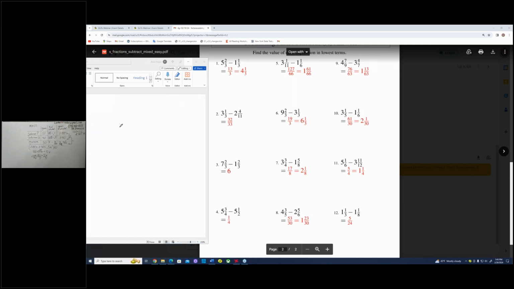Erase everything. For instance, you have an example like this from your homework, 33 over 5. So you have an improper fraction. You have to convert this to a mixed number. How? 5 goes in 33, 6 times. 6 times 5 is 30. Remainder 3.